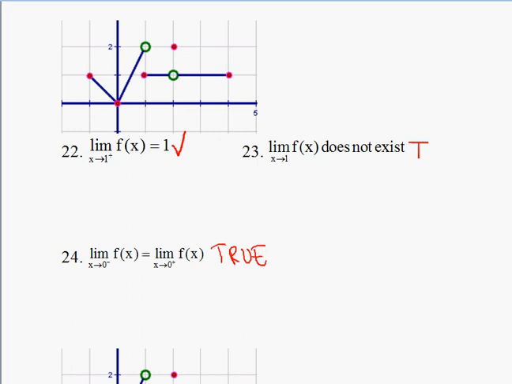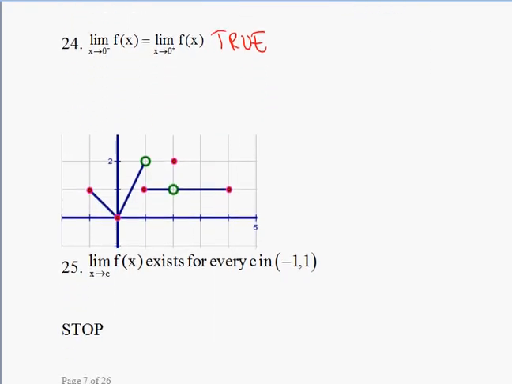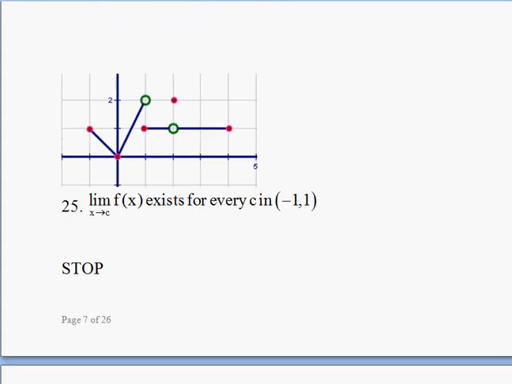So we really only wanted to do some justification if you say false. Here's our last question. Does the limit exist for every x which is in the interval -1 to 1? So from -1, not including -1, to +1, not including +1, do all the limit values exist in between these two values right here?